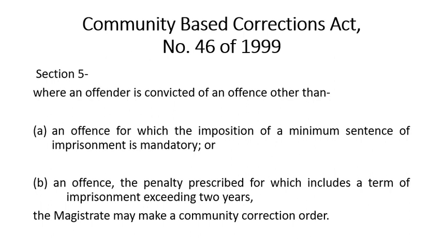Another thing I would like to say here: before making a community correction order, the accused, or the convicted person, the offender, must accept it. If the accused refuses to accept the community correction order, then the magistrate should not issue or make any community correction order.